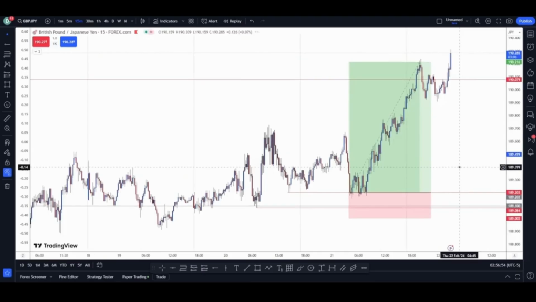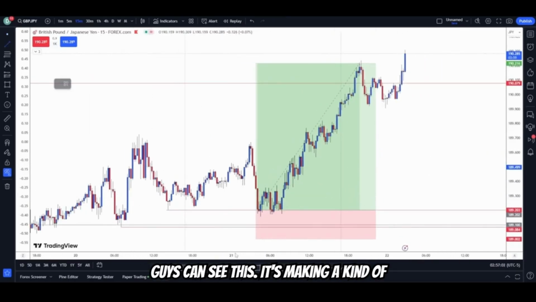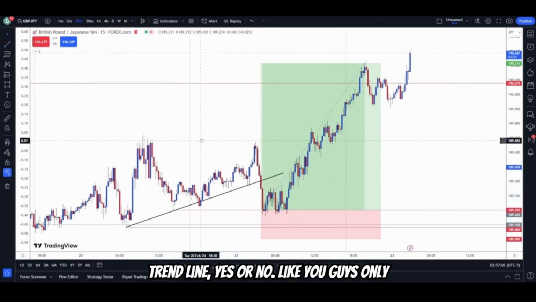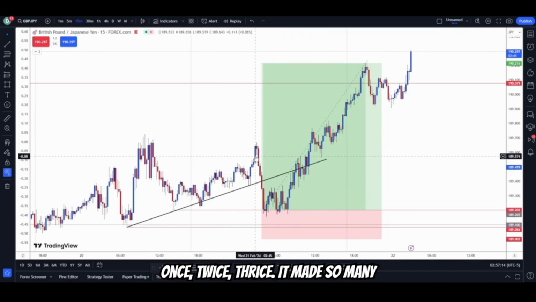This one, okay, this GBP JPY. Now look carefully. You can see a trend line formation over here, okay? If you guys can see this, it's making a kind of trend line. Yes or no? You can see it yourselves, look at this. This was making a trend line. Price gave a reflection once, twice, thrice. It made so many reflections, right?